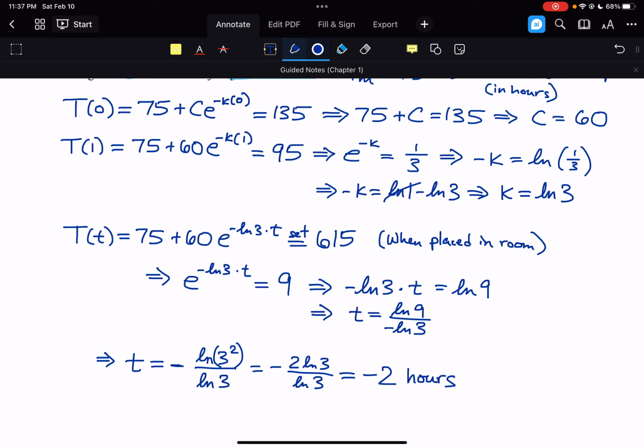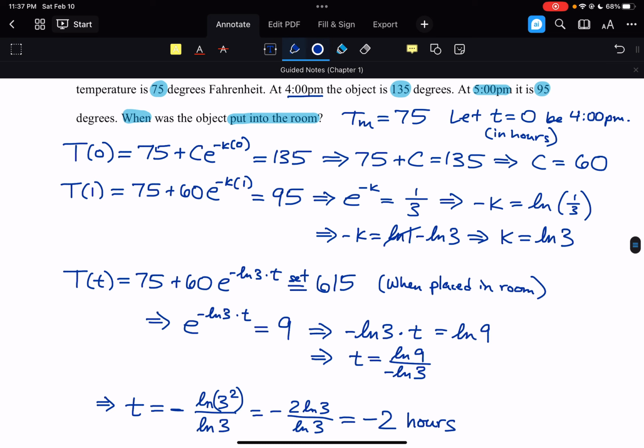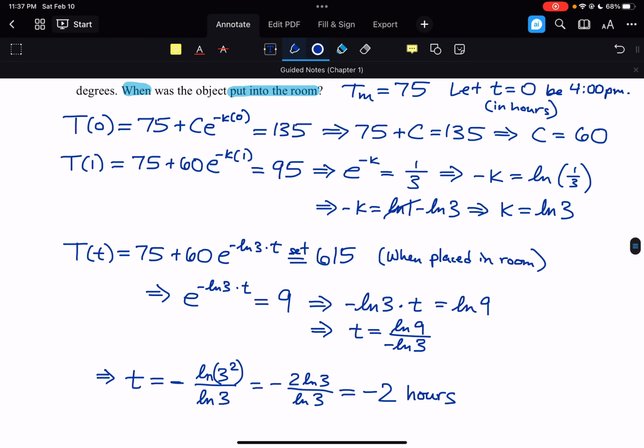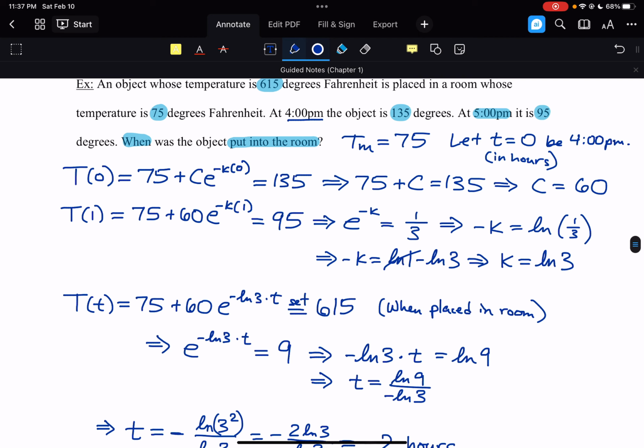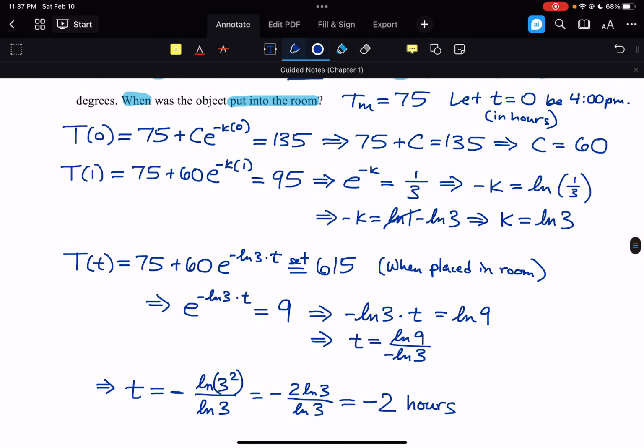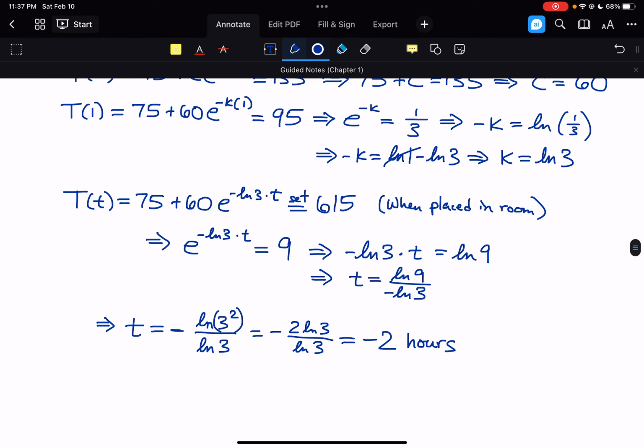So the question was, when was the object put into the room? Well, it was put in at a time of negative 2 hours, 2 hours before our initial time, which was 4 o'clock. So this is 2 hours before our initial time. So we can say it was placed in the room at 2 p.m.